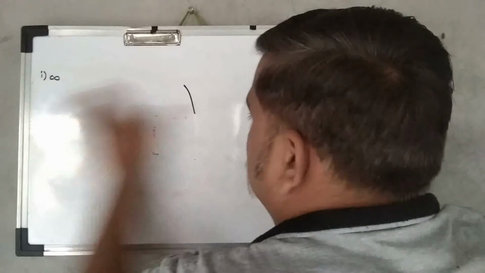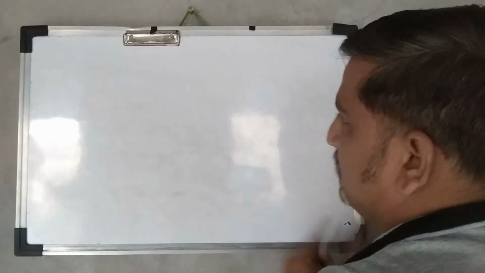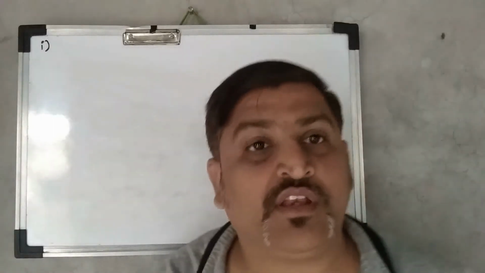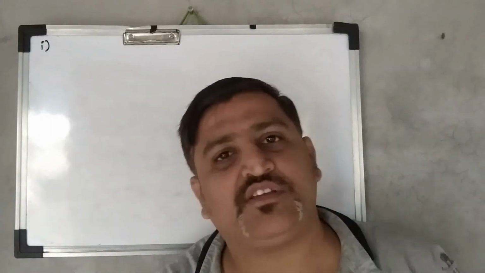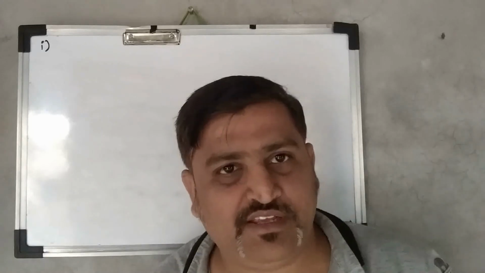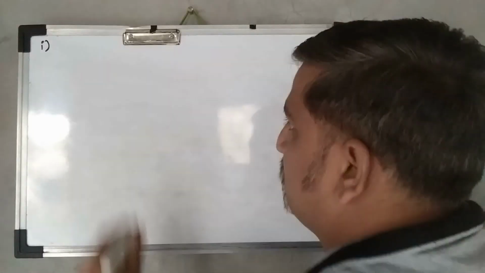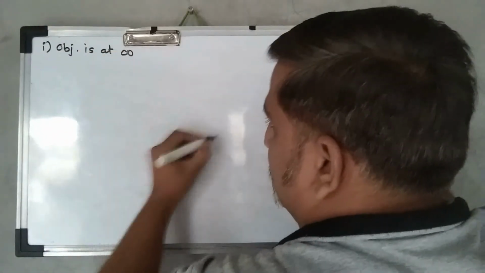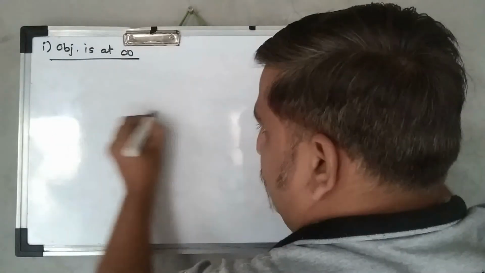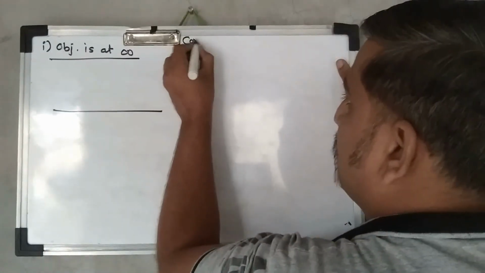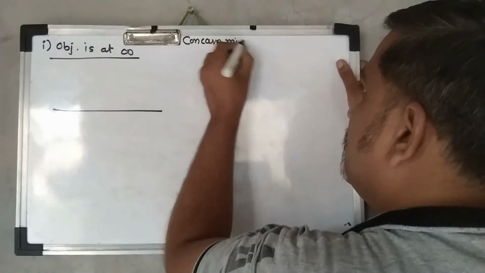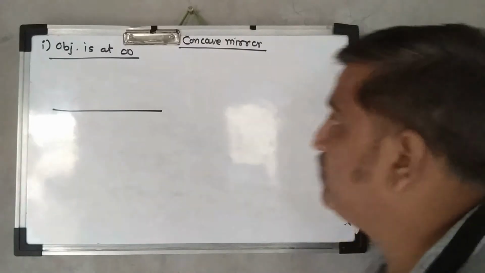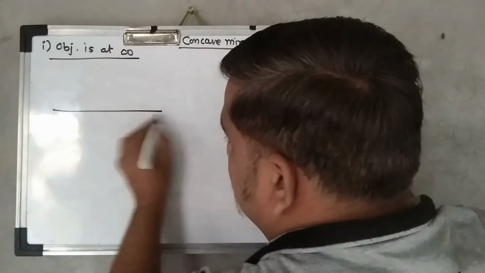Okay, so first case, and similarly we are going to study the nature of the image formed. How the nature of the image will be, this also we are going to learn. Okay, at the different positions. So first position, object is at infinity. Object is at infinity, and we are studying about what? Concave mirror, only concave mirror. Convex mirror we will see later. First, concave mirror. This is principal axis.